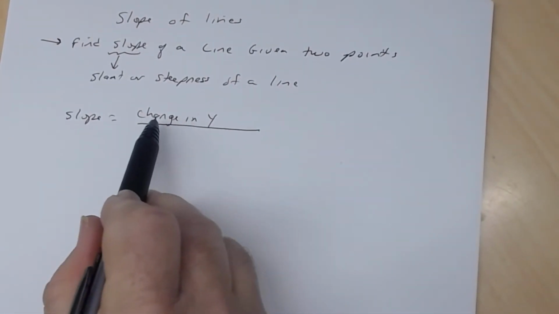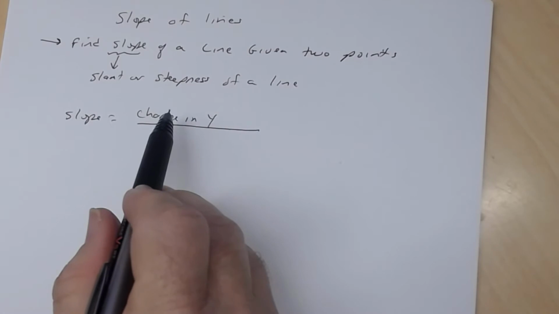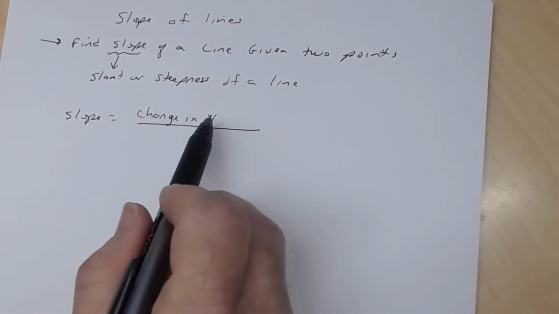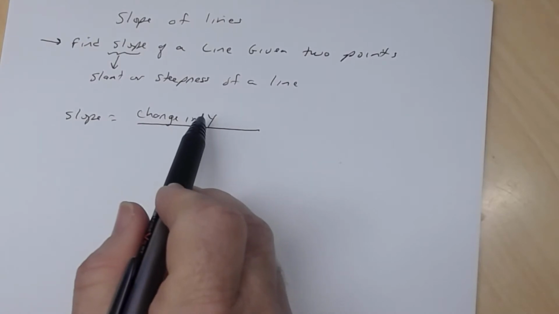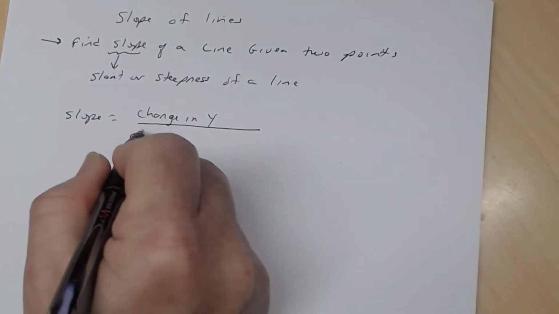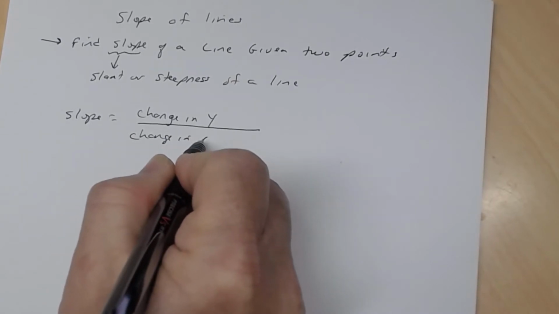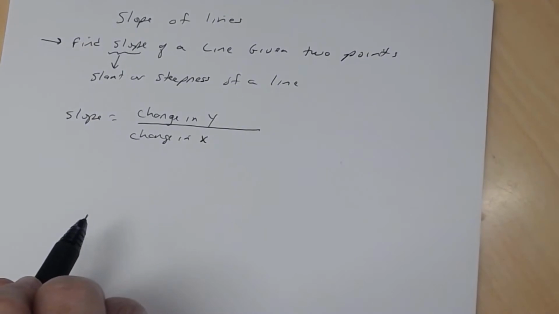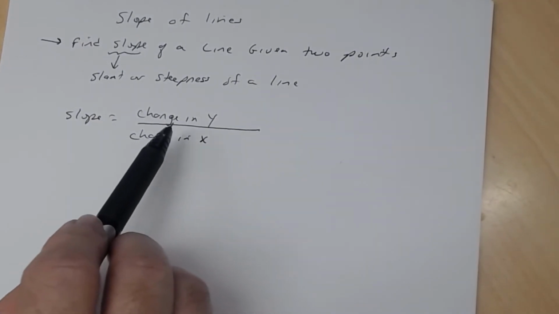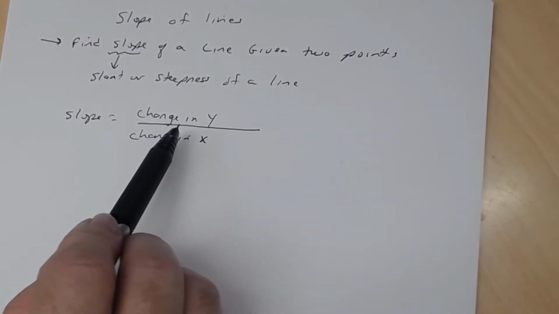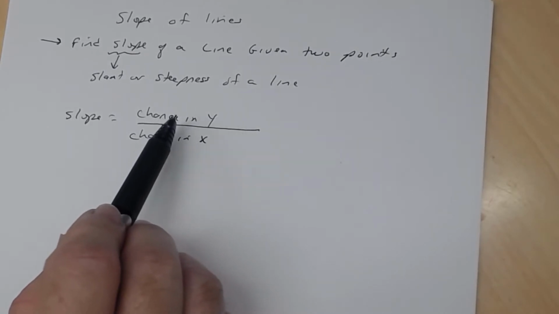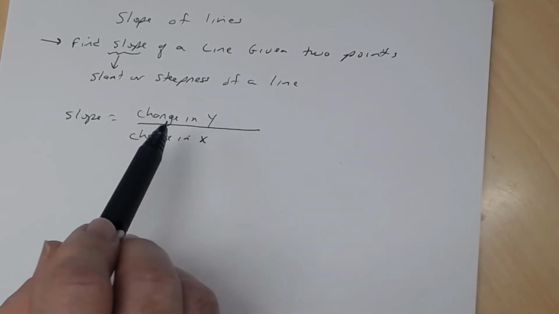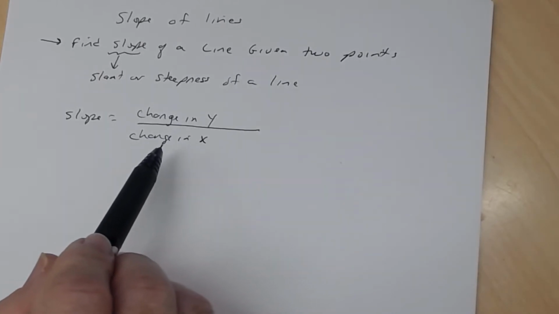So it's a ratio. You're going to have a numerator and a denominator. In the numerator, it's very important to keep in mind that we have the change in y. Y is in the numerator. And in the denominator, we have the change in x. So it's the change in y divided by the change in x. Again, it's important to keep in mind that the y values will be in the numerator and the x values will be in the denominator. So it's change in y over change in x.